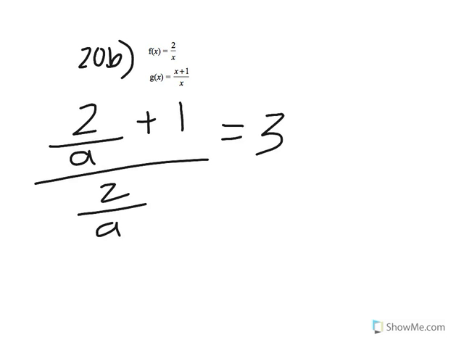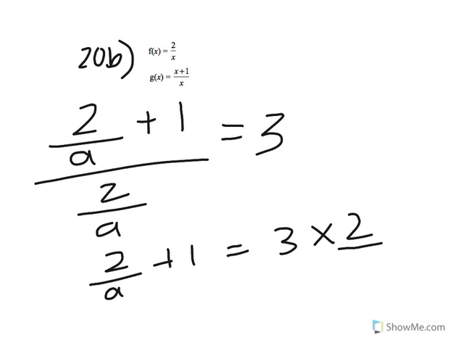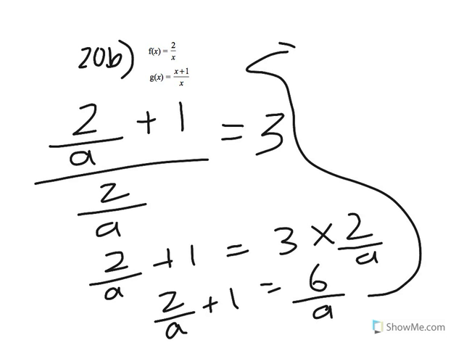equal to 3. Now all you do is basic algebra, multiply both sides by 2 over a. You're going to get 2 over a plus 1 is equal to 3 times 2 over a, which becomes 2 over a plus 1 is equal to 6 over a. Subtract 2 over a on both sides, you're going to get 1 equals 6 over a minus 2 over a. So 1 equals 4 over a.